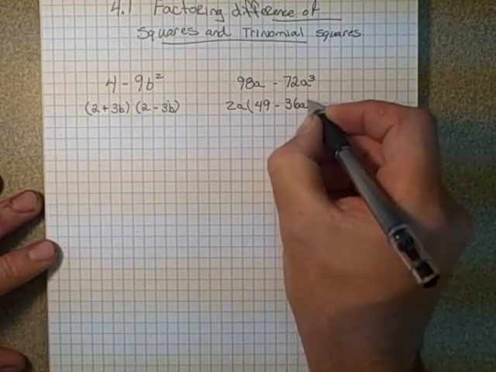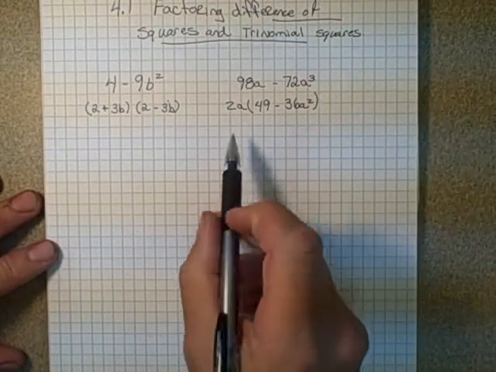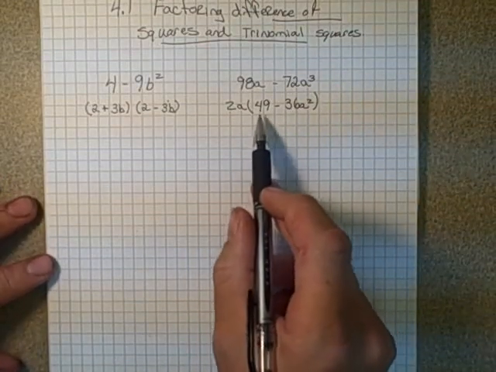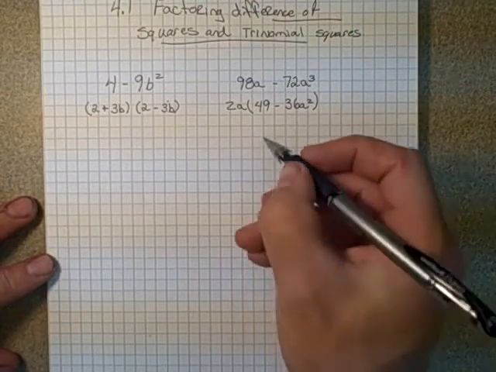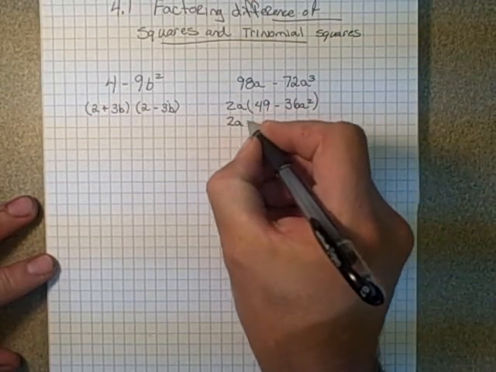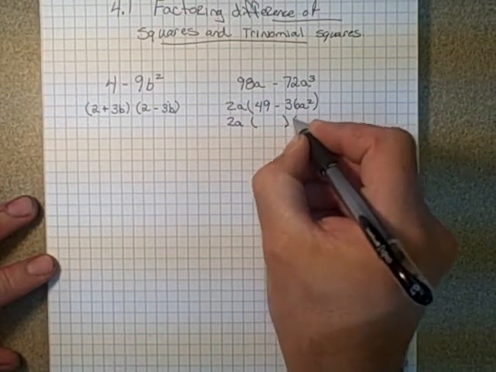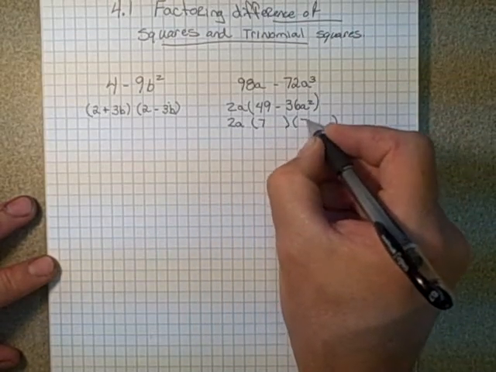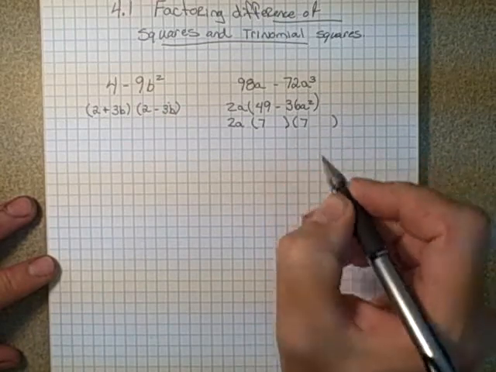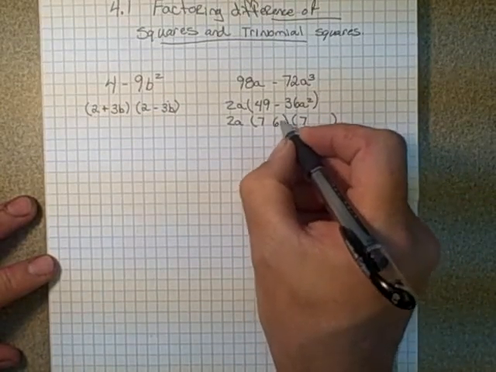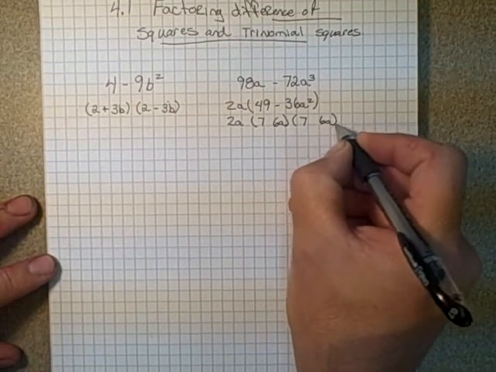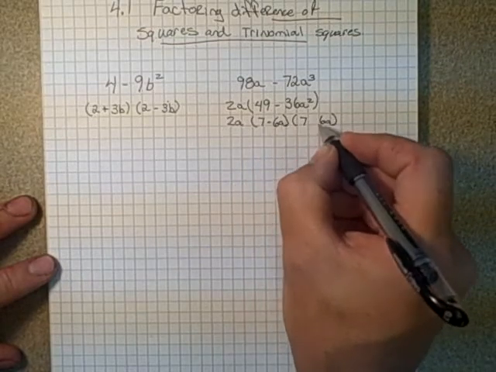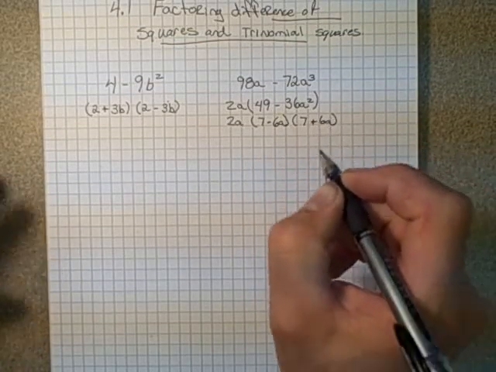So we can continue this one, pardon me, by looking at this as being a difference of squares now. Keep the 2a here, set your two binomials that you're going to get. The root of 49 is 7, and the root of 36 is 6, and the root of a squared is a, so that's 6a. And because it's a difference, one is positive and one is negative. That would be our next example.